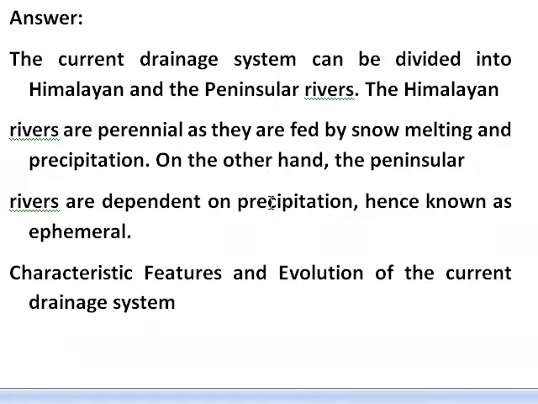Answer: the current drainage system can be divided into Himalayan and peninsular rivers. The Himalayan rivers are perennial, as they are fed by snow melting and precipitation. On the other hand, the peninsular rivers are dependent on precipitation, hence they have ephemeral characteristics. Characteristic features and evolution of the current drainage system.